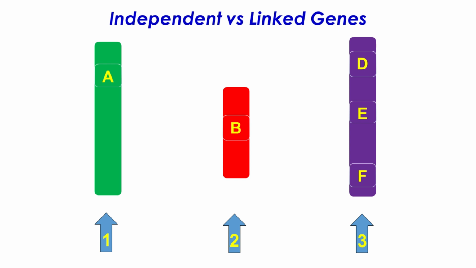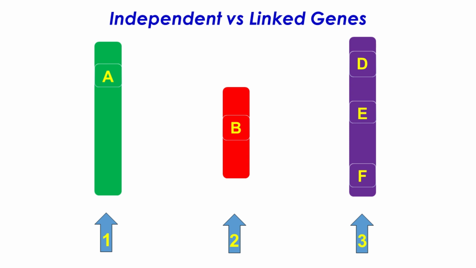Take a look at this visual. Here we have three schematic chromosomes, each with gene markers labeled as A, B, D, E, and F. First, focus on the first chromosomes labeled 1 and 2. Notice that chromosome 1 carries the gene A, while chromosome 2 carries the gene B. These two genes are on separate chromosomes, meaning they are inherited independently.